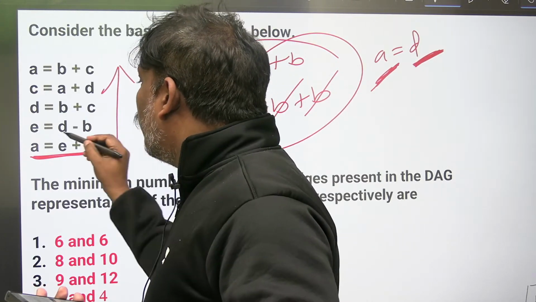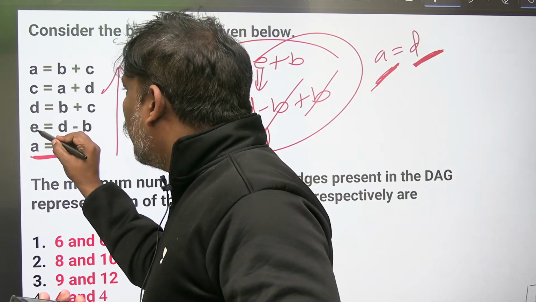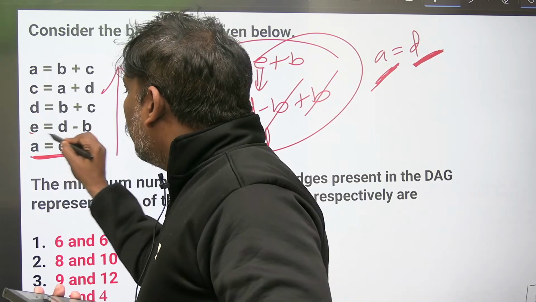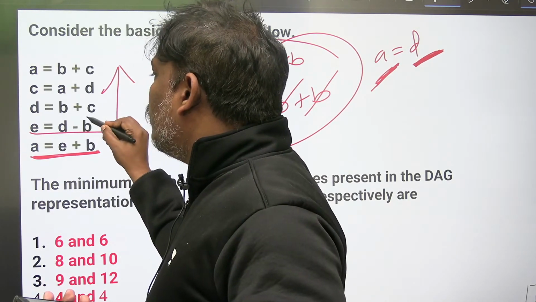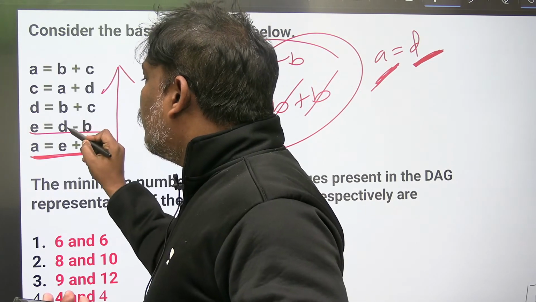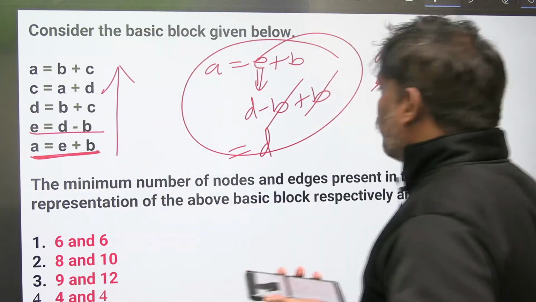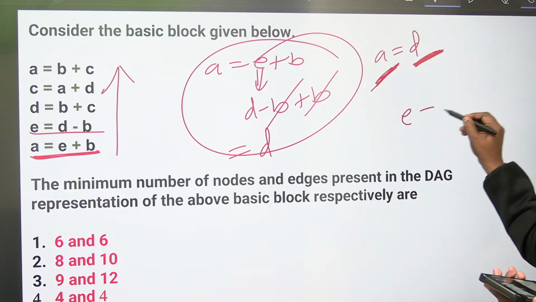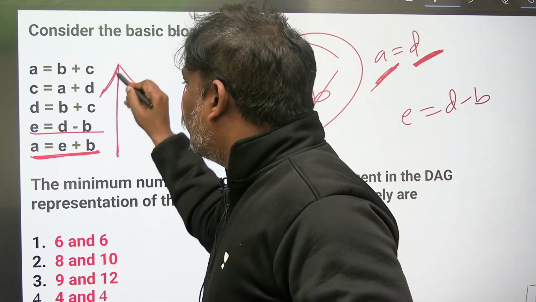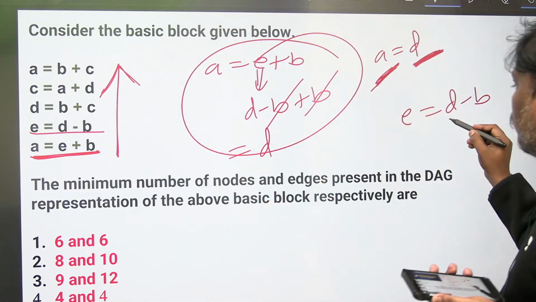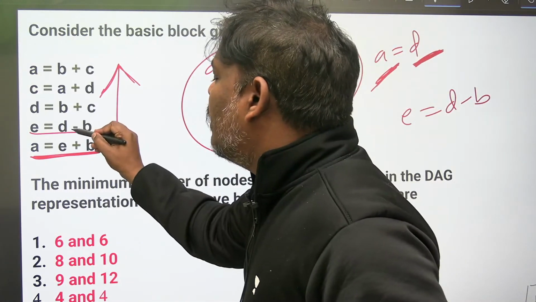That's okay. And one more thing, everyone listen. E goes to D minus B. In the place of this also you can do it. Let me check here: E equals D minus B. When you are substituting, substitute like this. E is equal to D minus B.